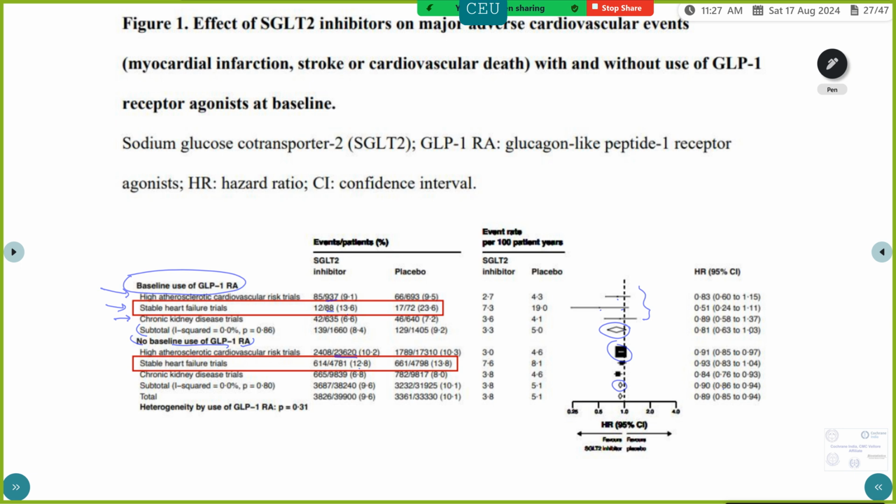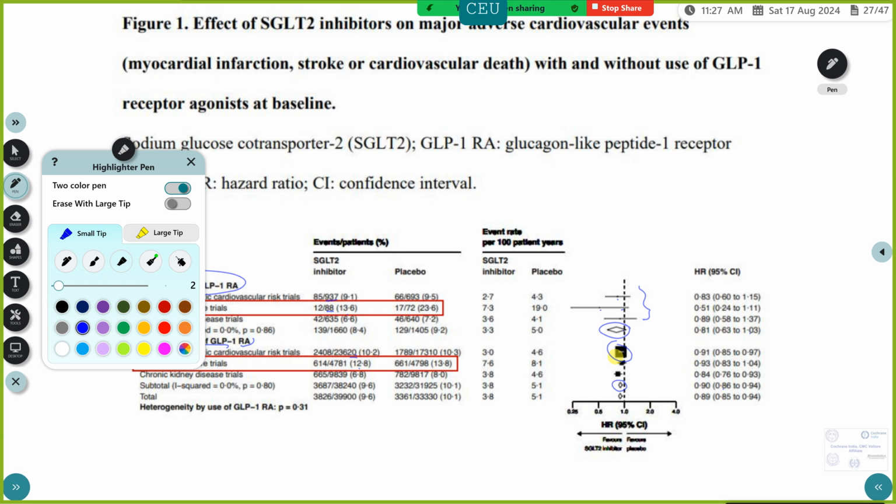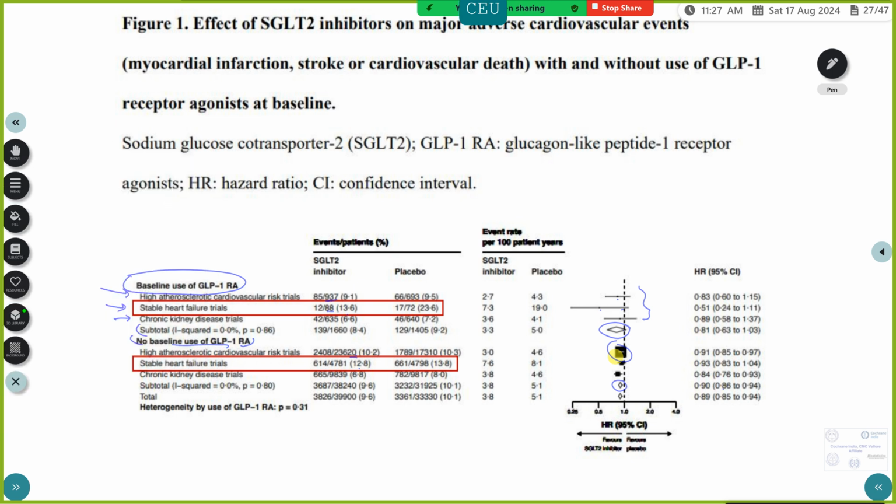And essentially this subtotal effect is driven by this large RCT because that is using 23,000 patients, and that has been the trial which has pushed this subtotal effect to the side, which favors SGLT2 inhibitors. So the total of both these groups has also shown benefit with a hazard ratio of 0.85 to 0.94. But we should remember that if we look at the subgroup of patients who use GLP-1 RA, it was crossing 1.